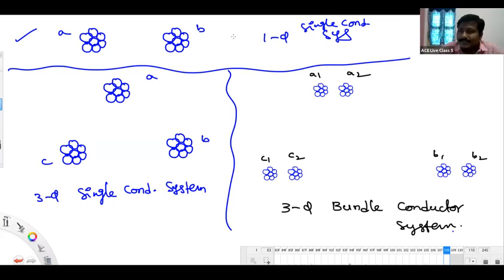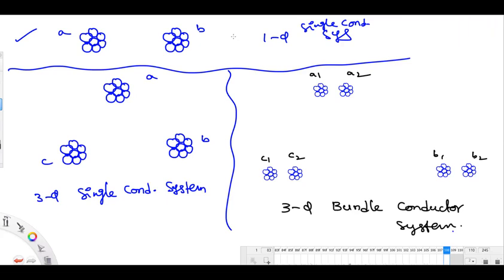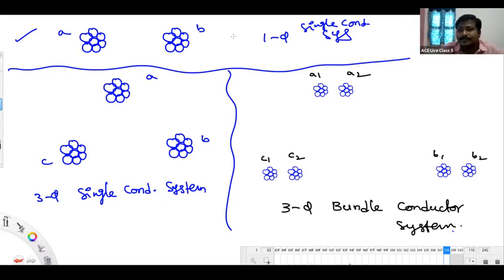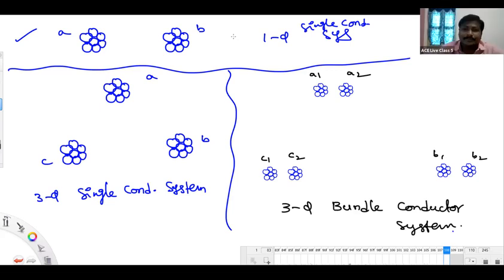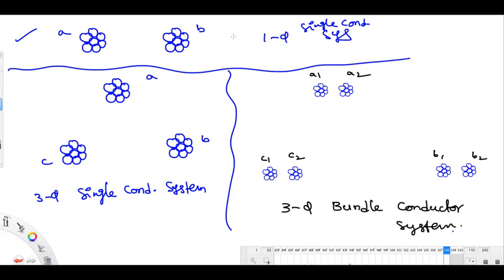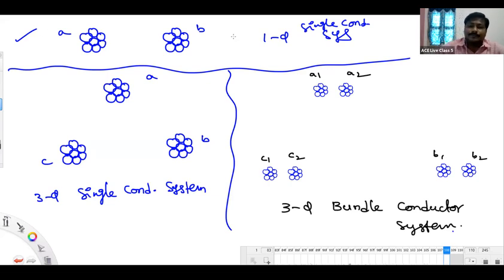In that situation, if A is forward, then B, C, and ground will act as return. The same phase conductor acts as both forward and return conductor, meaning for another phase it acts as a return path, with respect to the other conductor. For example, if I stay at conductor A, it is forward. If I stay at conductor B, A might be the return.